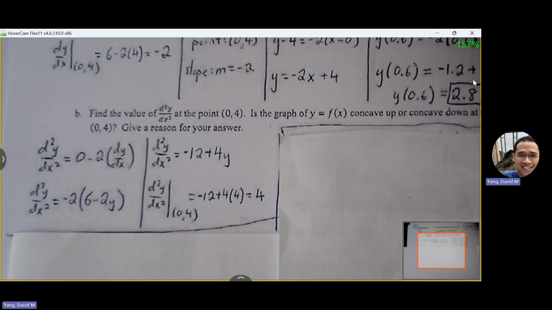Once we find our derivative, we can replace the dy/dx back in terms of x and y, because we know dy/dx is 6 minus 2y, and now we can get our second derivative in terms of x's and y's. Plug in our ordered pair, and that number is going to tell us the concavity, right? A positive second derivative will be concave up, a negative second derivative will be concave down.